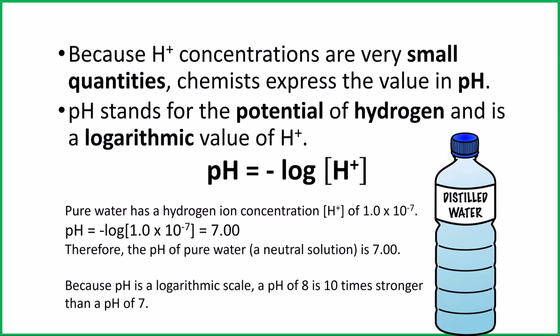And because pH is a logarithmic scale, a pH on the pH scale of 8 is actually 10 times stronger than a pH of 7. So the distance between the solutions on the pH scale is actually a lot more significant than it seems like it is on that scale of 14.